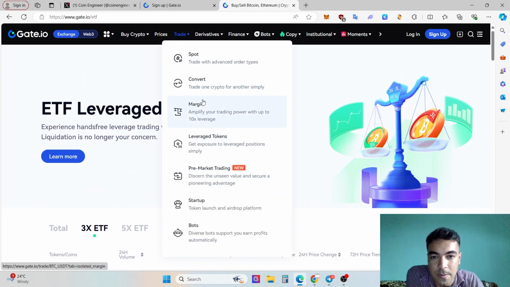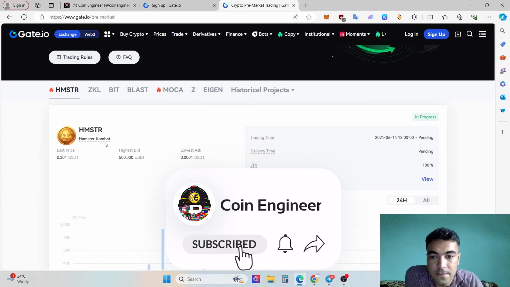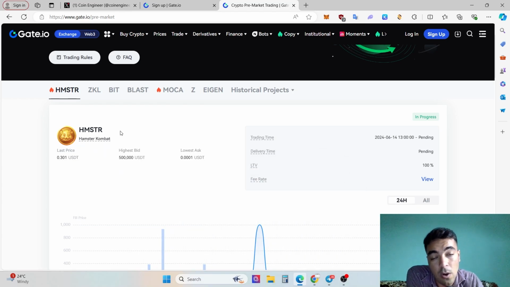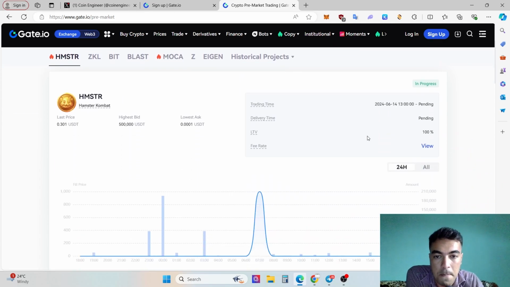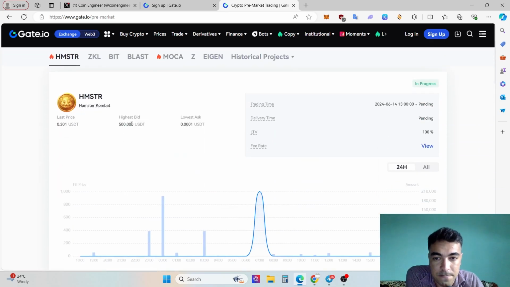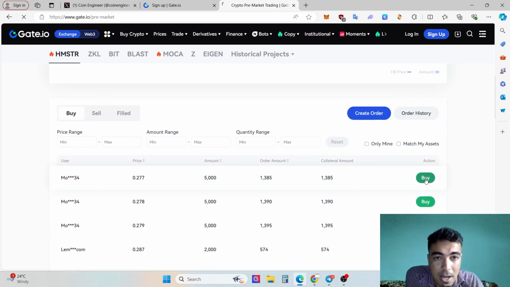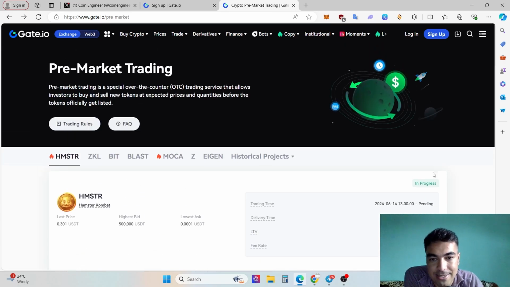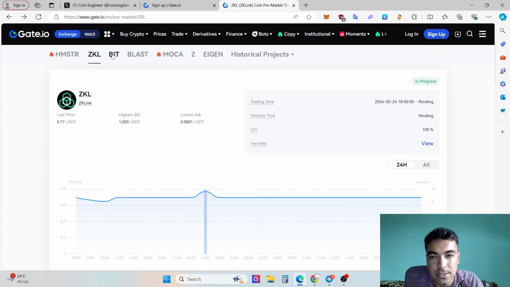That's why don't be confused about that. Pre-market trading. For example, one of the most popular Telegram games, Hamster Combat, had its Hamster token listed on the pre-market. You can buy by filling these orders, for example, with this price here: the lowest ask is 1.100001 USDT, and the last price is 1.30 USDT. You can click buy, and then you will have your own Hamster token at the pre-market trading, and you can do it with the Delay token, Bit token, Blast token, Mocha, and other things.